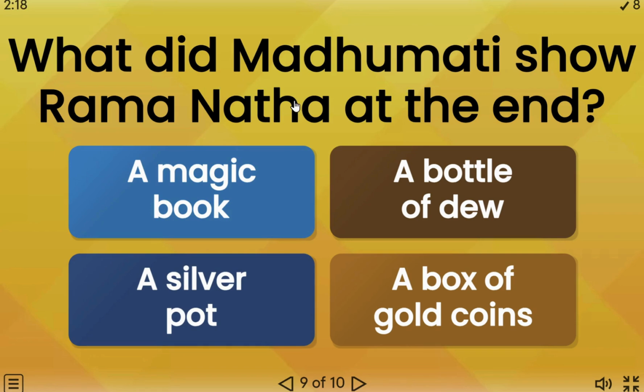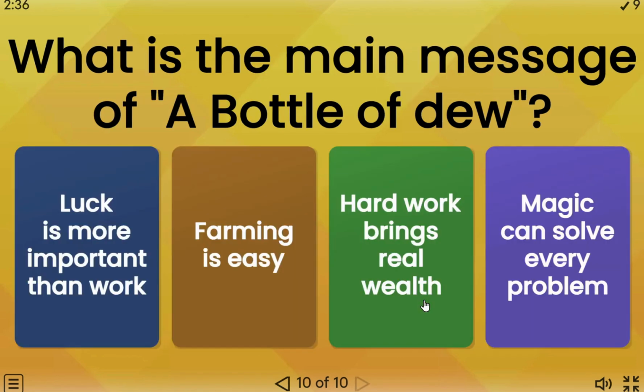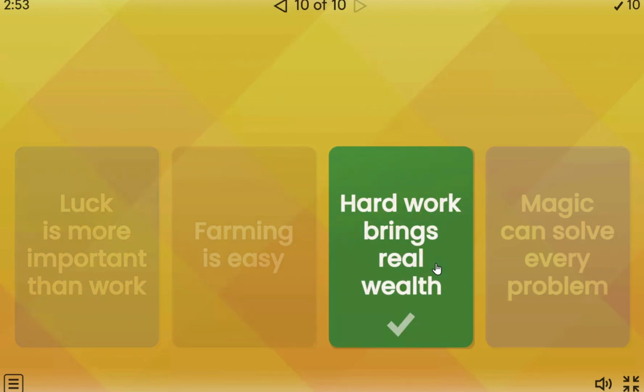What did Madhumati show Ramnatha at the end? A magic book, a bottle of dew, a silver pot, or a box of gold coins? Yes, a box of gold coins. What is the main message of A Bottle of Dew story? Luck is more important than hard work. Farming is easy. Hard work brings real wealth. Or magic can solve every problem. What, children? Hard work brings real wealth.